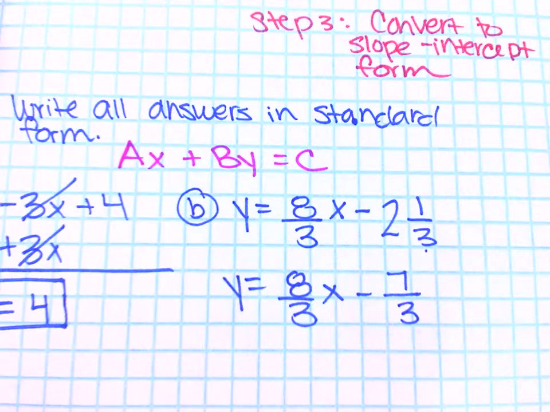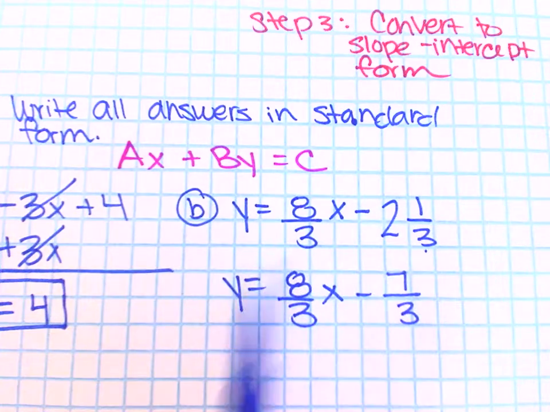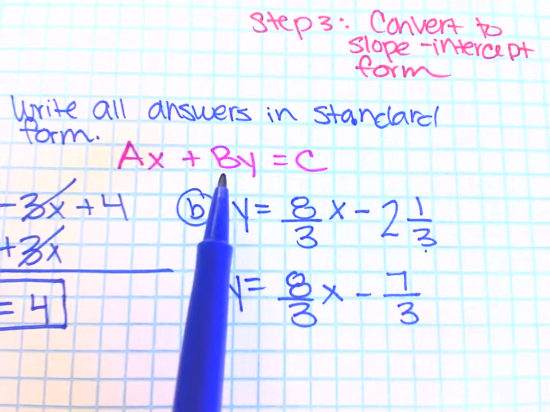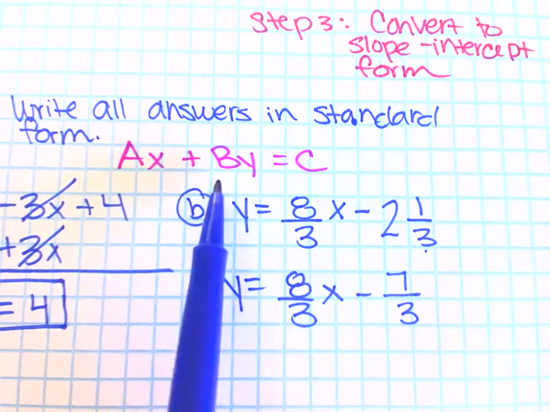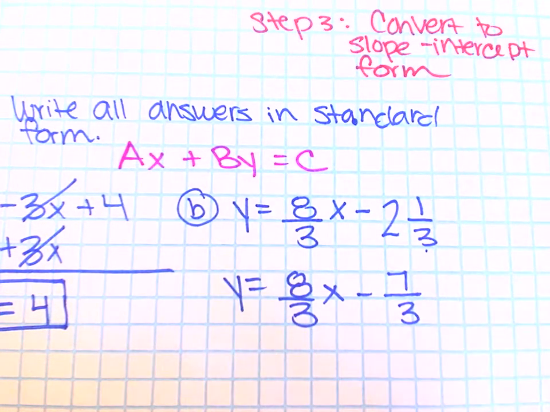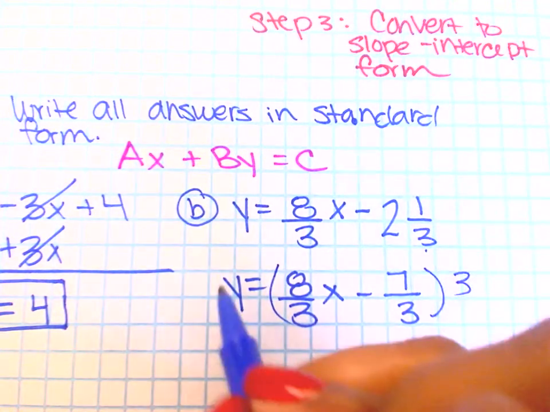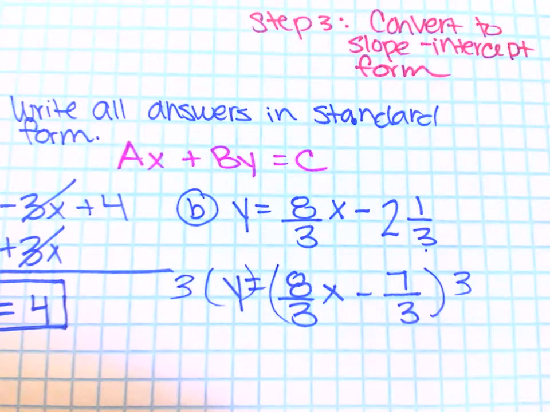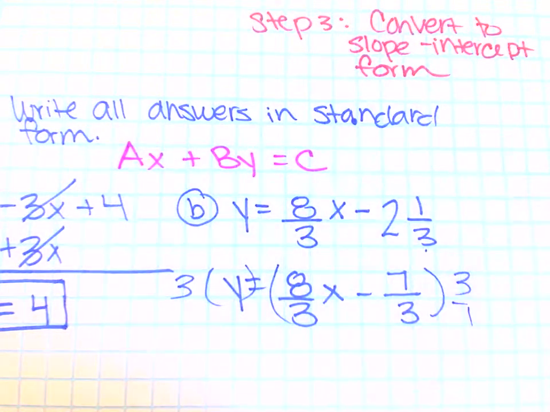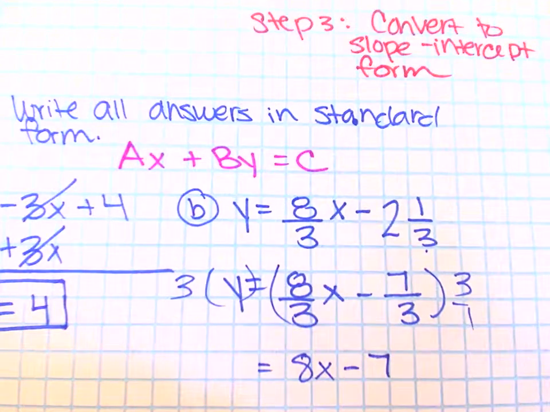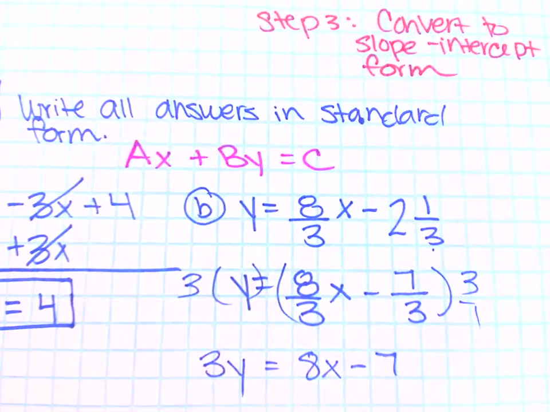Okay, so now, this is like yesterday's homework. In standard form, are A and B fractions? No. It's a simple, whole number. So what do I need to do to get rid of the 3 in the denominator? I need to multiply by 3 on both sides. That's like multiplying by 3 over 1, right? If I were to cross cancel, I'd be left with 8x minus 7 equals 3 times y.